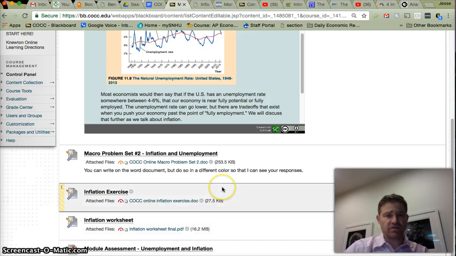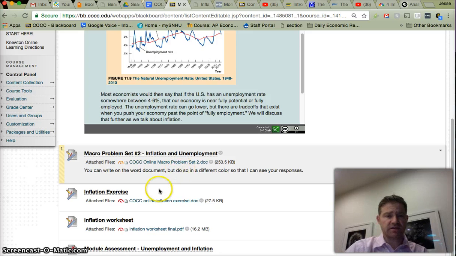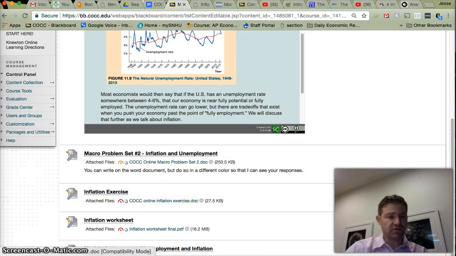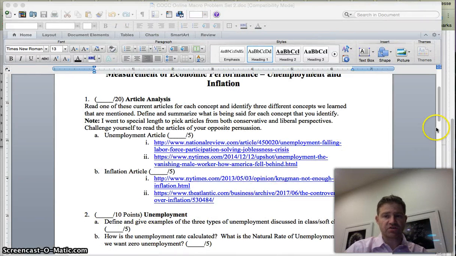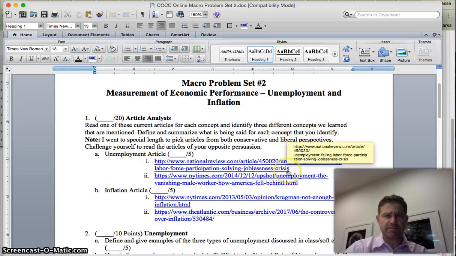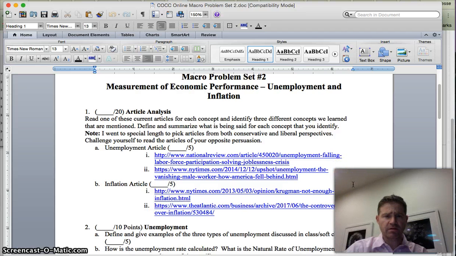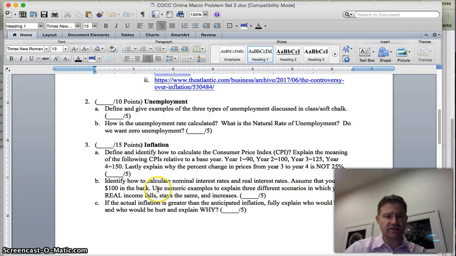Again, two of the assignments are pretty short and easy, and then you've got the macro problem set number 2. So let's take a look at that for one second. For the problem set, you can see that, just like with the GDP, there's a little article analysis, and you are basically picking one. And I've made sure to try to pick both liberal and conservative perspectives. And then a couple of questions that you just need to answer.